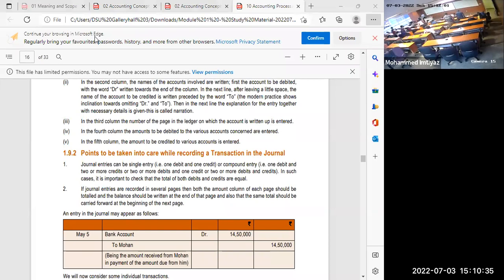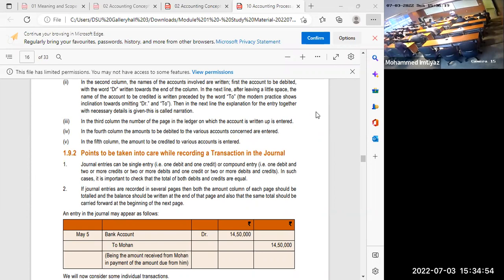Okay, sir. Okay, can we see the rest of the journal entries? Yes. So you can just start writing in the books so that it is easy for us to do it in the exam.